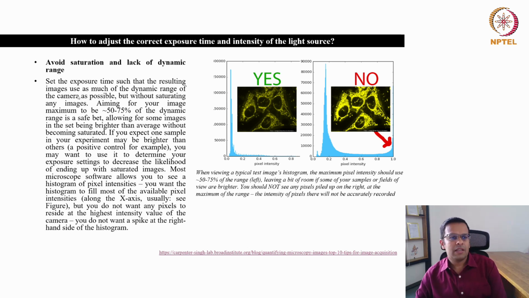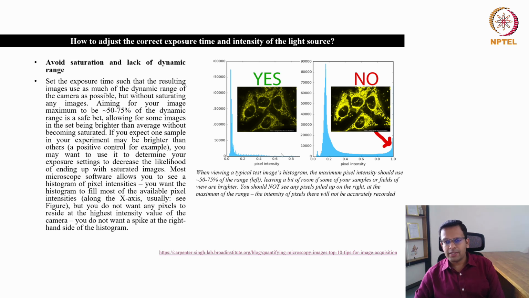I will just read through these statements so that you can understand it better. Avoid saturation and lack of dynamic range while setting up your exposure time and the intensity of the light source. Set the exposure time or the intensity of the light such that the resulting images use as much of the dynamic range of the camera as possible, but without saturating any images. Aiming for your image maximum to be 50 to 75% of the dynamic range is a safe bet.